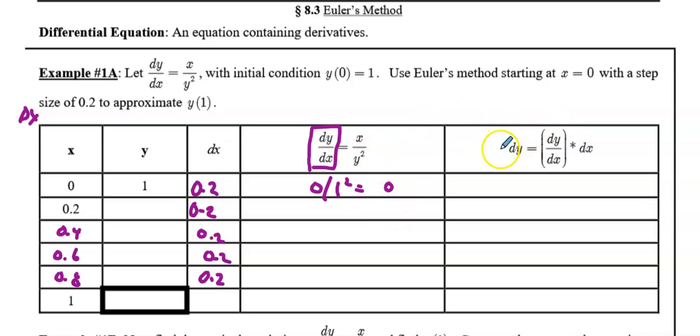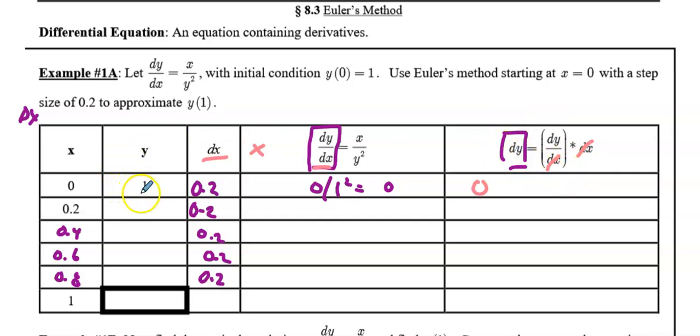Then my last column is dy. What's the change in y? Well, my change in y is going to be my dy/dx times dx. So I'm going to take this column here and multiply it by this column here. I tell students to multiply this column by this column because the dx's are going to cancel out, and you're going to be left with dy. So you take your value of dy/dx, and then you multiply these together. So 0.2 times 0 is going to be 0. So my change in y is going to be 0.